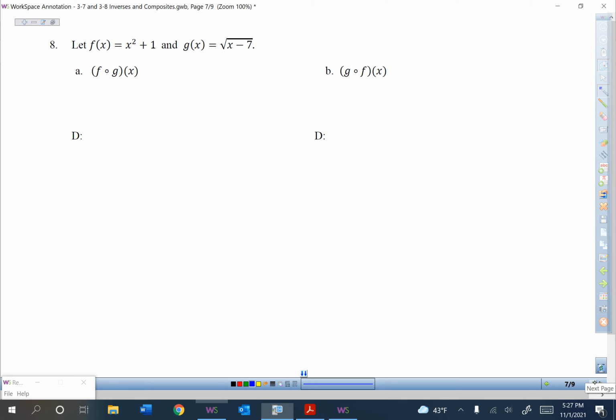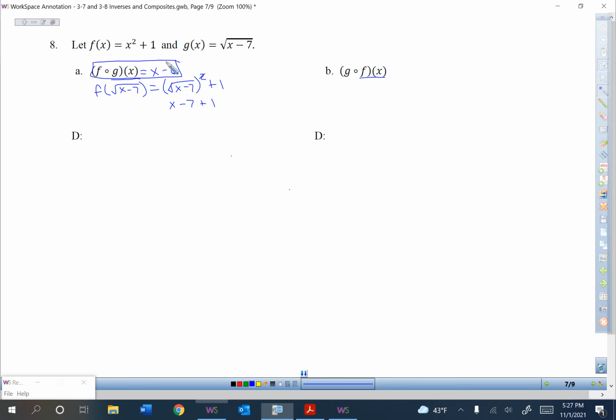All right, number 8 here, we've got x squared plus 1, and we've got the square root of x minus 7, and it's just asking us for the composites. I want you to pause the video and see if you can plug those in for me. We'll talk about the domain together. All right, so this one has g inside, so that would be f of the square root of x minus 7. So for us, the square root of x minus 7 gets squared, and then we add 1. A square and a square root cancel out, so I've got x minus 7 plus 1. So my final answer is x minus 6. It ends up being a line.